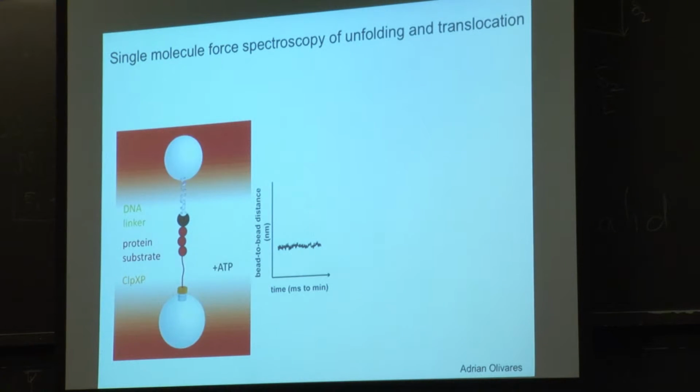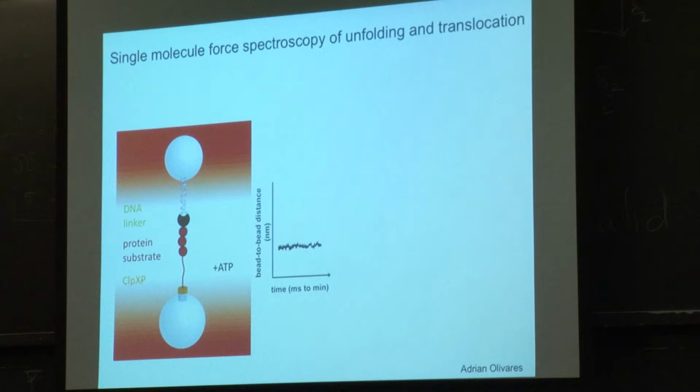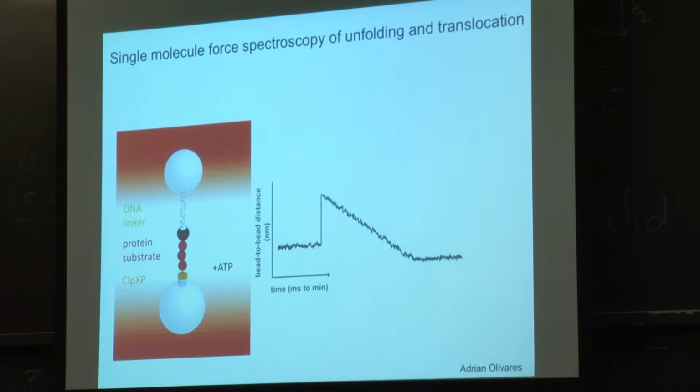Why do you use a DNA linker? We use a DNA linker to keep the beads apart instead of something else. DNA, yeah. It's really easy to make a long piece of DNA. This is like a micron long. There are very few proteins that are well behaved at that sort of length. DNA is very well behaved.